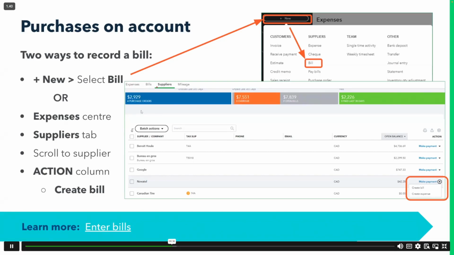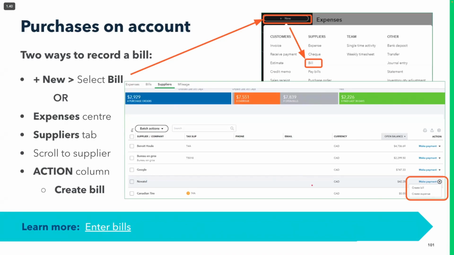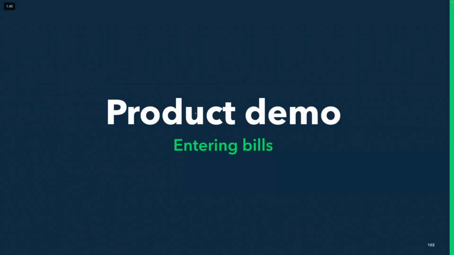And navigate from there. Click your supplier tab, find the supplier that you are wanting to create a bill for, such as Novotel. Click your action button and create a bill. That's a very long way to get to it, but sometimes that is the preferred method. Maybe you're already in your suppliers section, and that's why you're going to create the bill from there. Whichever way is going to work best for you, that is going to be the recommended workflow.